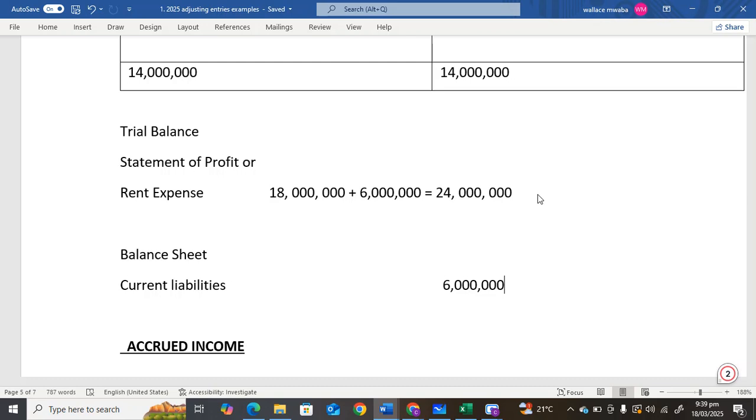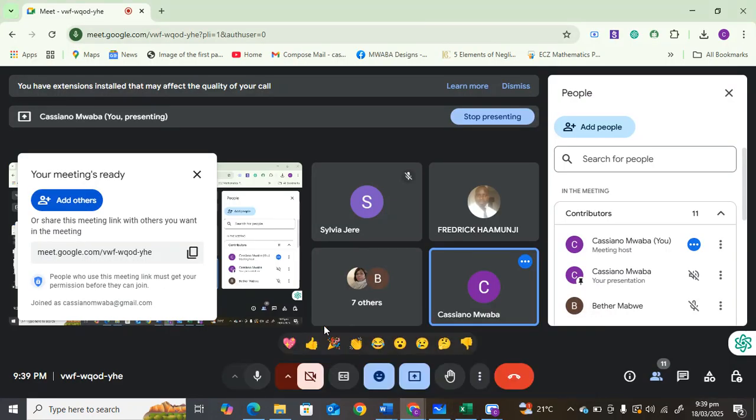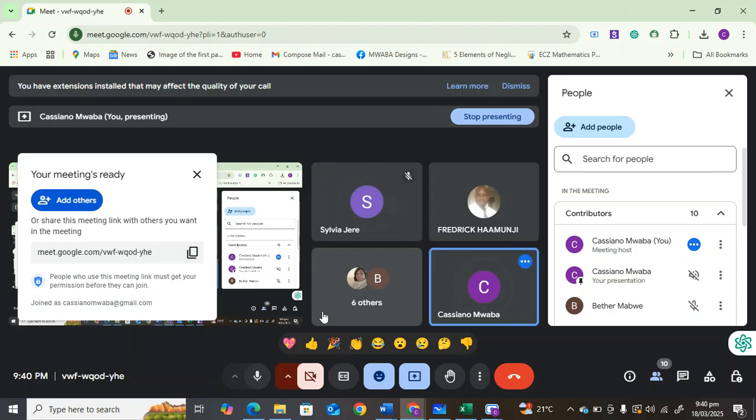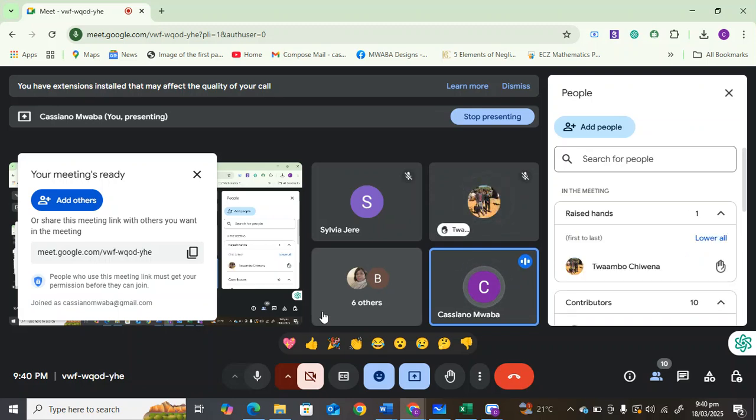Now we have accrued income, which is the opposite of an accrued expense. So, colleagues, what is accrued income? Madam Sylvia, accrued income? Yes. Okay. This is money being owed. Yes, Mr. Twambo?